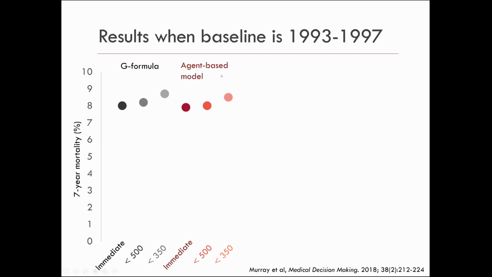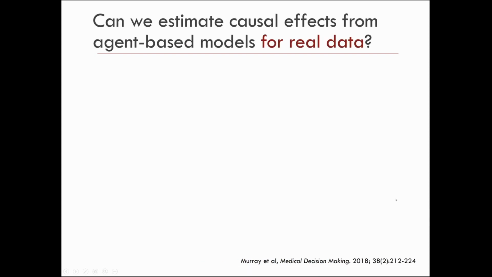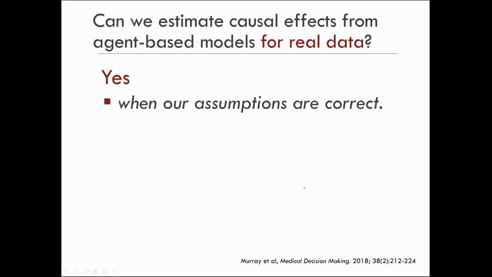If we ran the CEPAC model, we actually see basically exactly the same results. So this is really great news. When we run the simulation model, trying to answer the same question for the same time period, we get good agreement in the absolute risk estimate and a good relative comparison of the initiation strategies. So can we estimate real causal effects for real data? Yes, again, when our assumptions are correct.